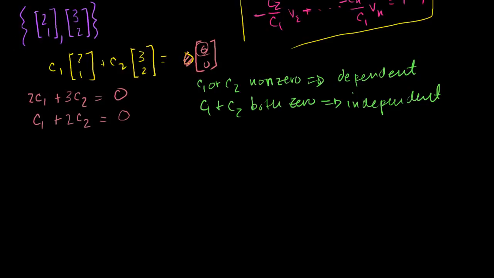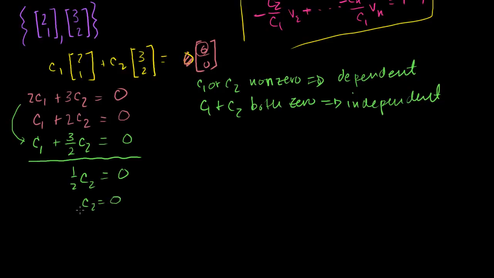A couple of things we could do. Let's just multiply this top equation by 1/2. If you multiply it by 1/2, you get c1 plus 3/2 c2 is equal to 0. And then if we subtract the green equation from the red equation, this becomes 0. 2 minus 3/2 is 1/2. So this is just 1/2 c2 is equal to 0. And this is easy to solve. c2 is equal to 0.